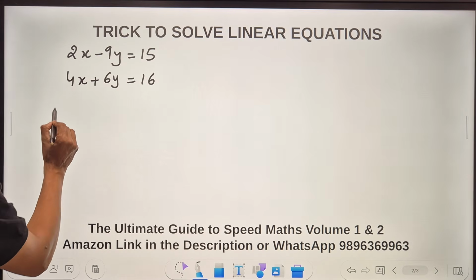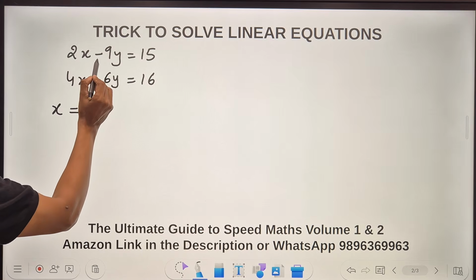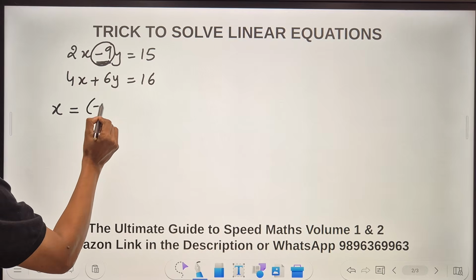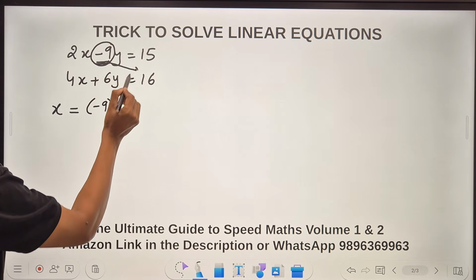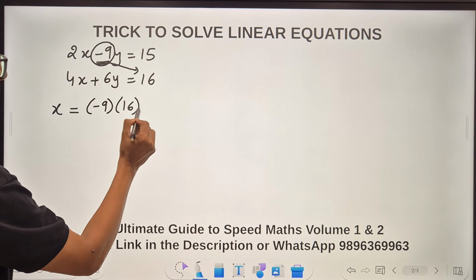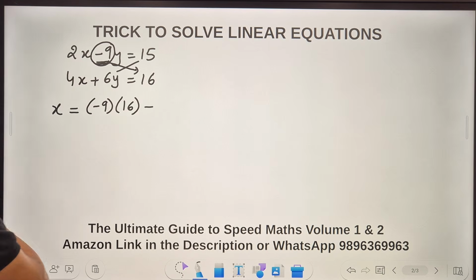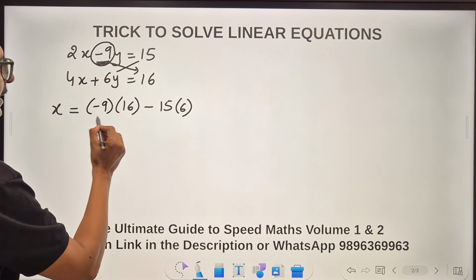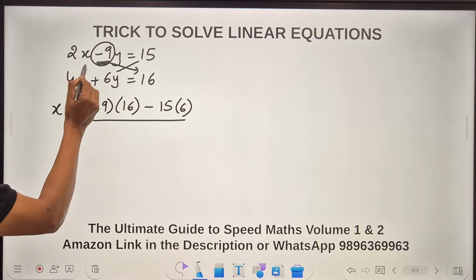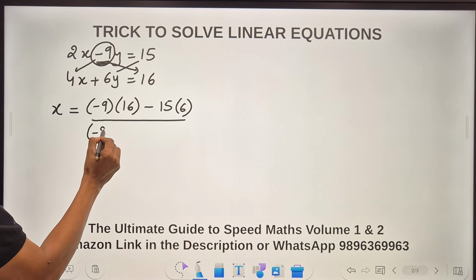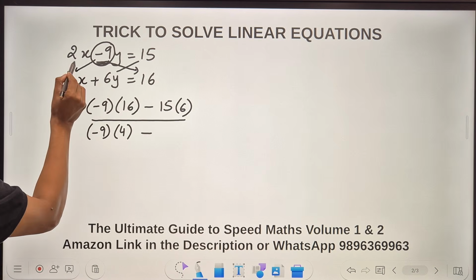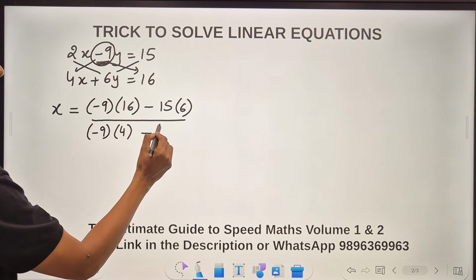So if I have to find the value of x, I will start with the coefficient of y here, that is minus 9, and multiply it across like this by 16, put a minus sign, and then go the other way around: 15 times plus 6, that is 15 times 6. And in the denominator, I'll start with the minus 9 again and go the other way around, 4, and put a minus sign, and then go across like this, 2 times 6.